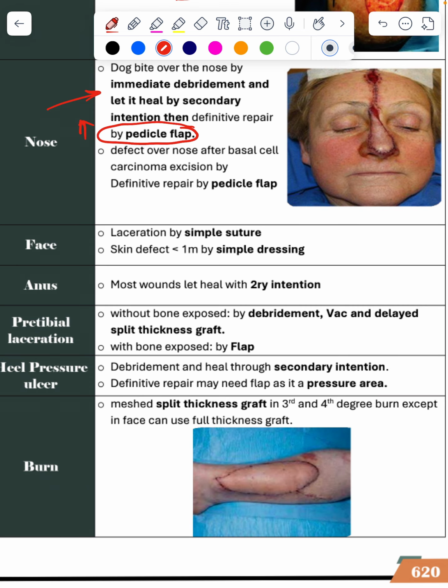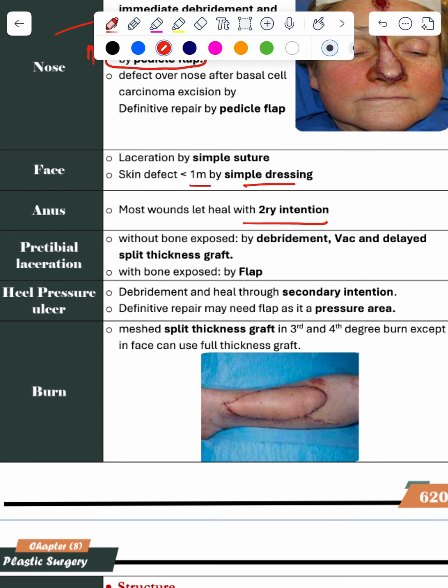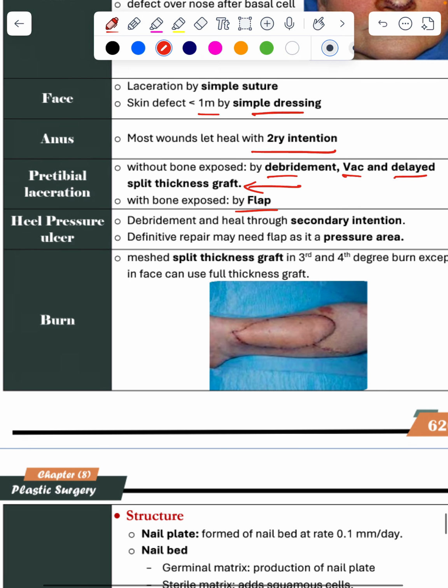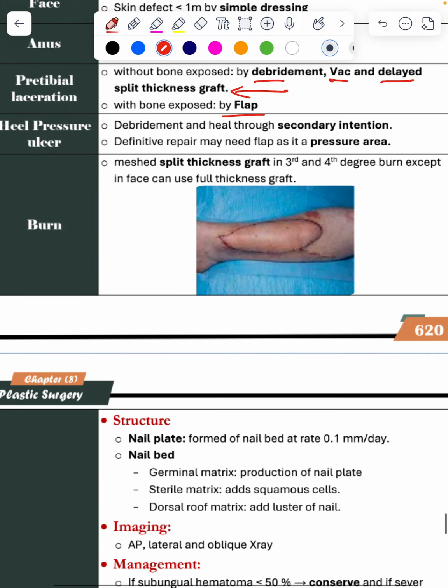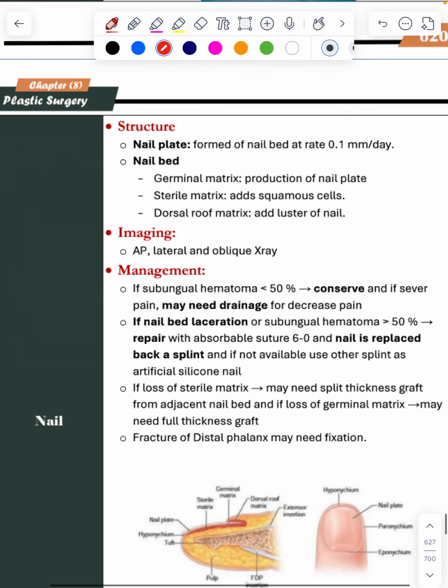Laceration of the face: simple suture and simple dressing. Anus heals by second intention. Pretibial without bone exposed: debridement, VAC and delayed split thickness graft if there is periosteum. Bone exposed, you need a flap. Heel pressure: debridement, second intention, pressure dressing. Split thickness, mesh graft.